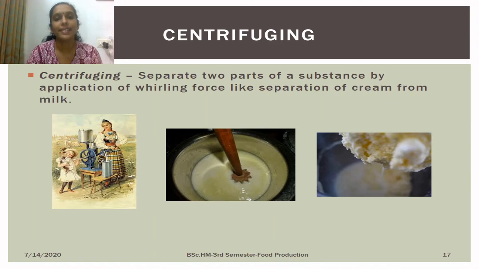Next one is centrifuging. Centrifuging is the type of force applied in order to separate cream from milk or butter from buttermilk. Here, because of the application of the whirling force, it helps in separating the two parts of a substance.